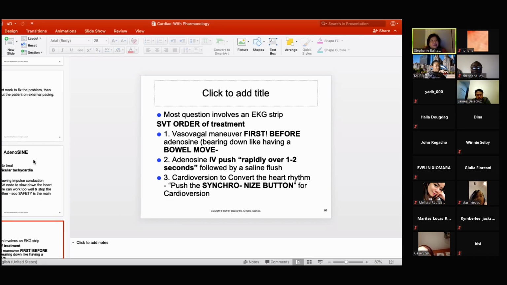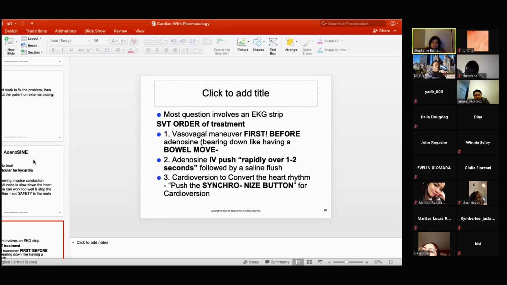Why do you have to do it so fast? Because I think the effectivity of your adenosine is only less than a minute. So if you're taking your time, it's going to be ineffective by the time it reaches the heart, right? Push 1 to 2 seconds, followed by a saline flush. Okay, that's the one thing that you have to remember for your adenosine.